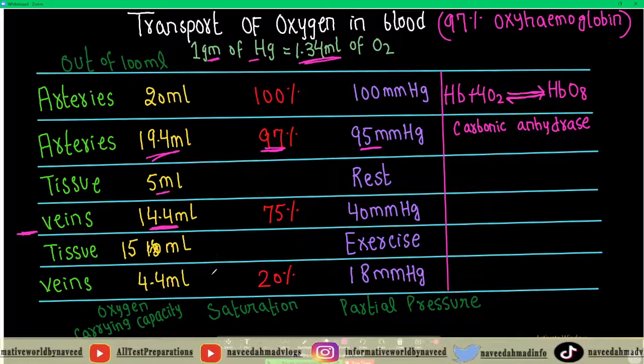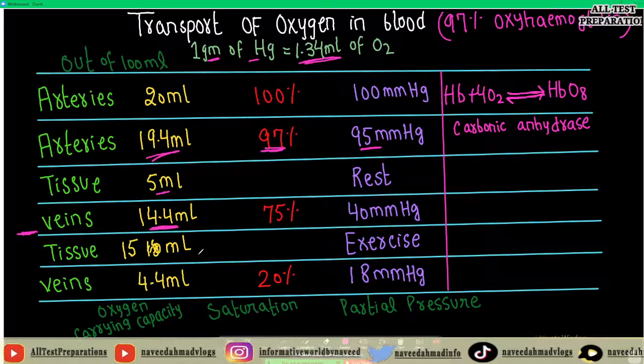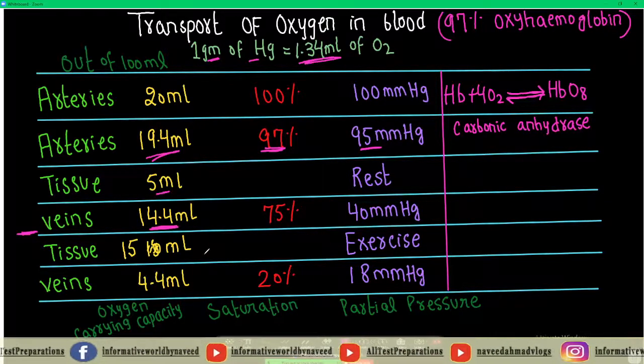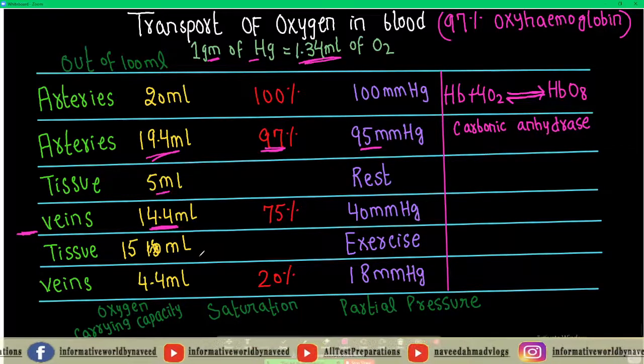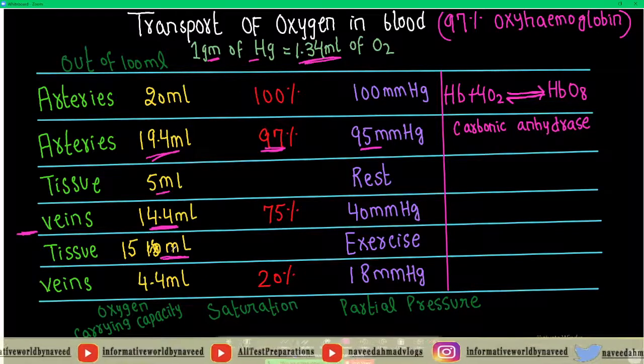But during exercise, we know that the tissues need a large amount of oxygen, because skeletal muscles require a large amount of oxygen. At that time the rate of respiration also becomes high, so a large amount of oxygen is released to the tissue.